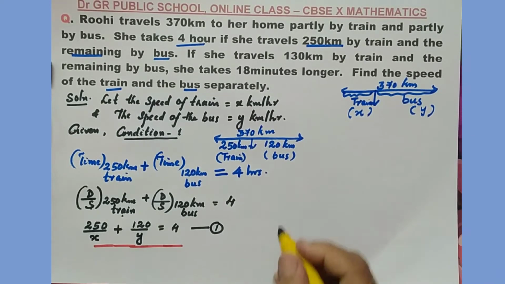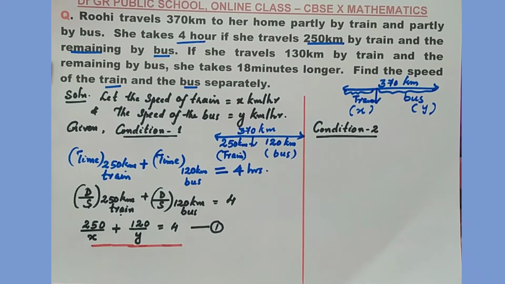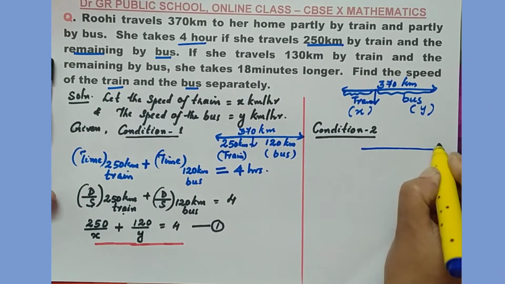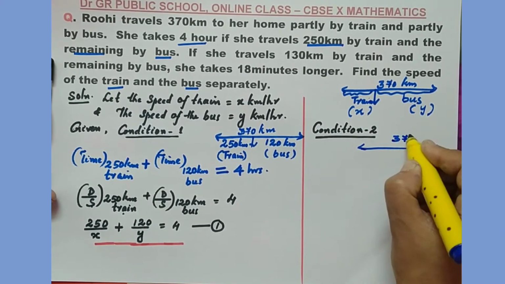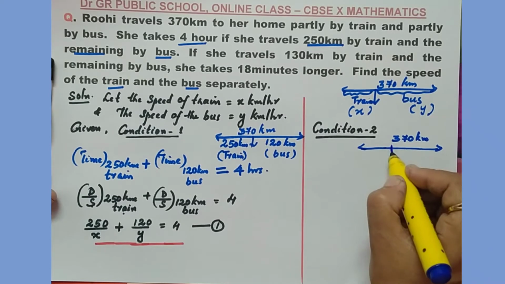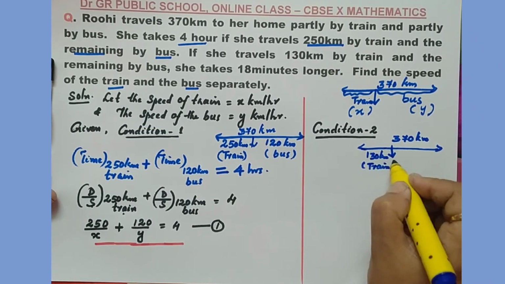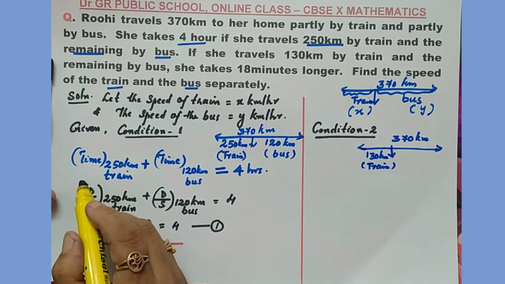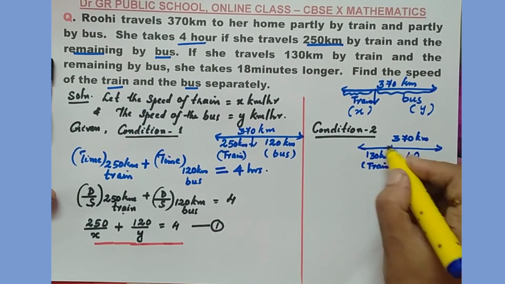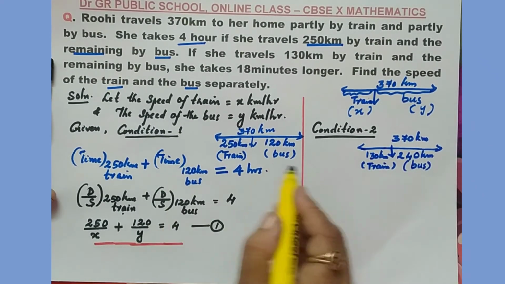Now I am going to write condition 2. What is the second condition given for you? Read the question. If she travels 130 km by train, again 370 km is the total distance she needs to cover. She travels 130 km by train and the remaining by bus. Can you say what the remaining is? 370 minus 130 is 240 km by bus. That is the remaining. This is the second condition.